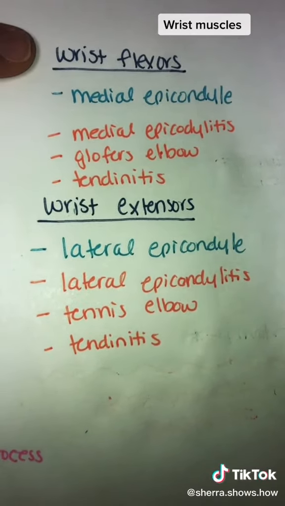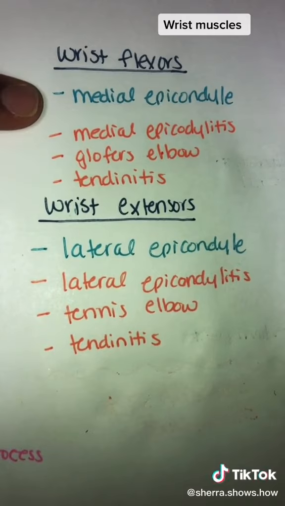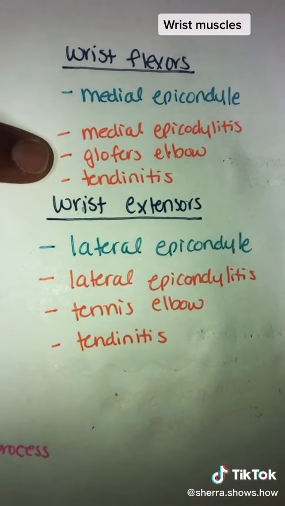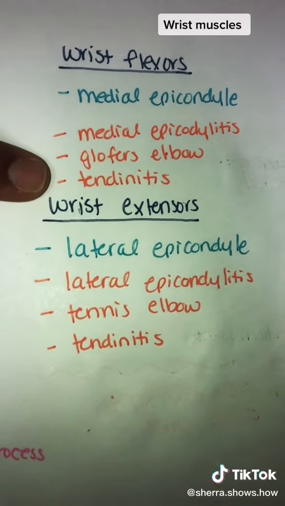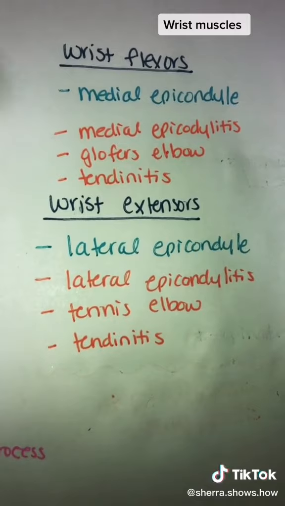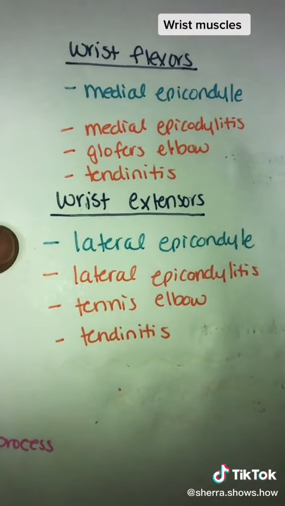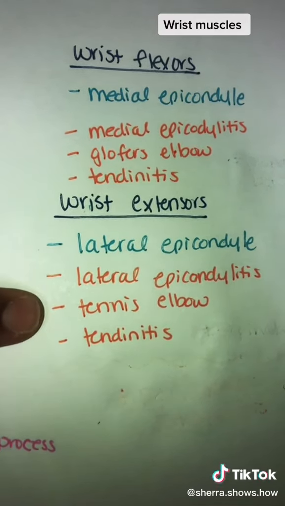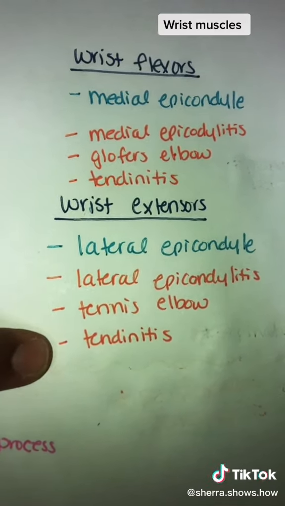with them. So all the wrist flexors start on the medial epicondyle. So think about medial epicondylitis, golfer's elbow for the medial side, and tendinitis on the medial side of the elbow. Wrist extensors start on the lateral epicondyle, lateral epicondylitis, tennis elbow, or tendinitis on the lateral elbow.